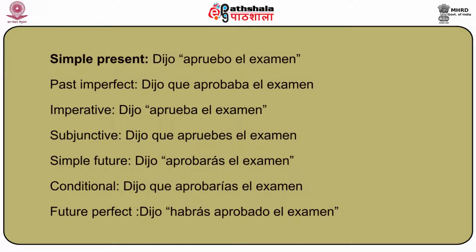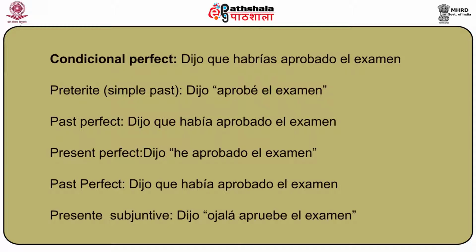The future perfect of the same sentence would be dijo habrás aprobado el examen. The conditional perfect would be dijo que habrías aprobado el examen. And the preterite simple past would be dijo aprobé el examen. The past perfect of the same sentence would be dijo que había aprobado el examen. The present perfect would be dijo he aprobado el examen. Past perfect: dijo que había aprobado el examen.